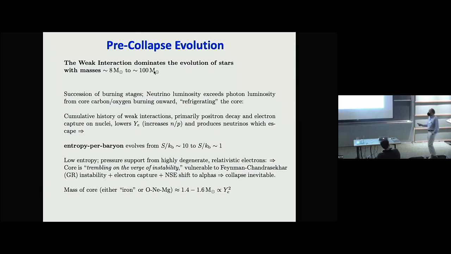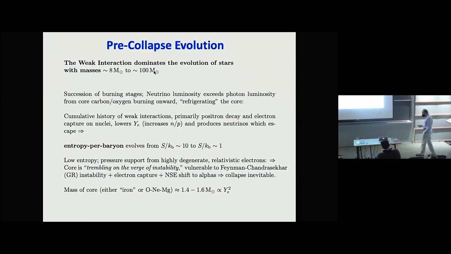The neutrino emission from the cores of these stars lowers the entropy from roughly tens, sort of like the sun, to something more like 1 unit of Boltzmann's constant per baryon at the onset of collapse. The cumulative history of weak interactions, which are primarily positron decay of nuclei and electron capture on nuclei, lowers the electron fraction, that increases the neutron to proton ratio, and produces neutrinos which escape and lower this entropy. With the low entropy and the cold conditions, the pressure support is coming from highly degenerate relativistic electrons, and the core is, as my thesis advisor coined this phrase, trembling on the verge of instability.